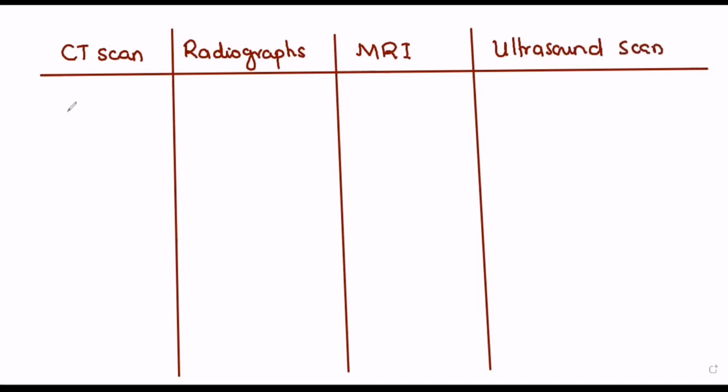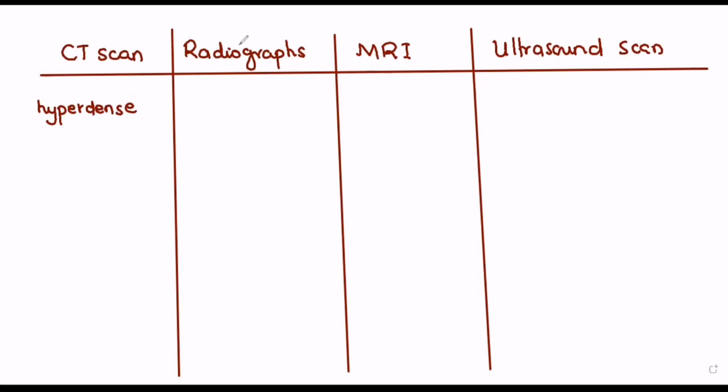Now, we've already established that if you are too white on a CT scan, the term you use is hyperdense. So in the CT scan, we say hyperdense.